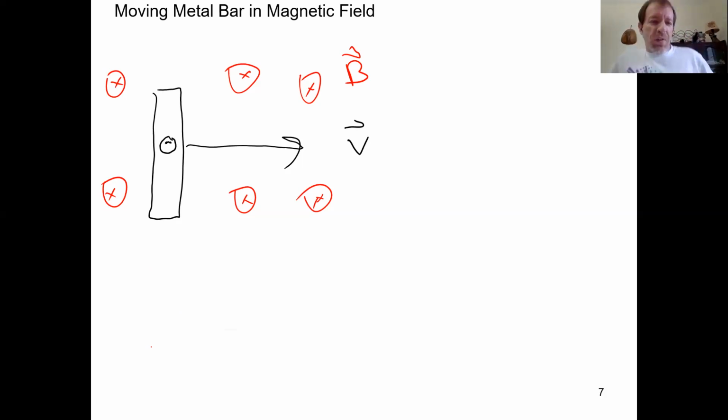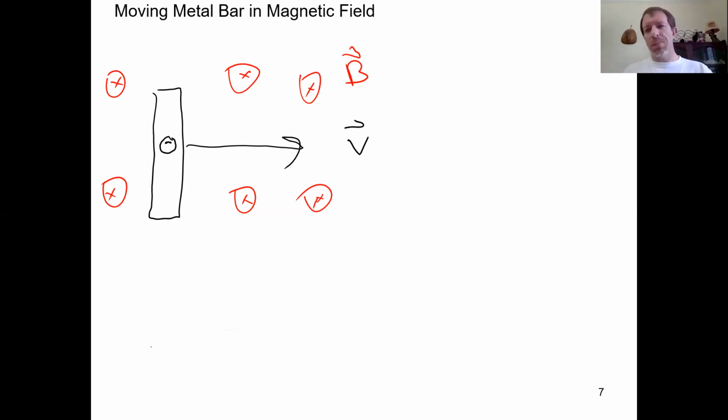Anyway, we've got an electron that's moving to the right, and what's going to happen? Well, why is it moving to the right? Because it's inside the rod, and the rod's moving to the right. Okay. What's going to happen to that electron? Well, you tell me. Anyway, what's going to happen is it's going to experience a force. We've got a moving charge in a magnetic field, so it experiences a force. Which way is that force?